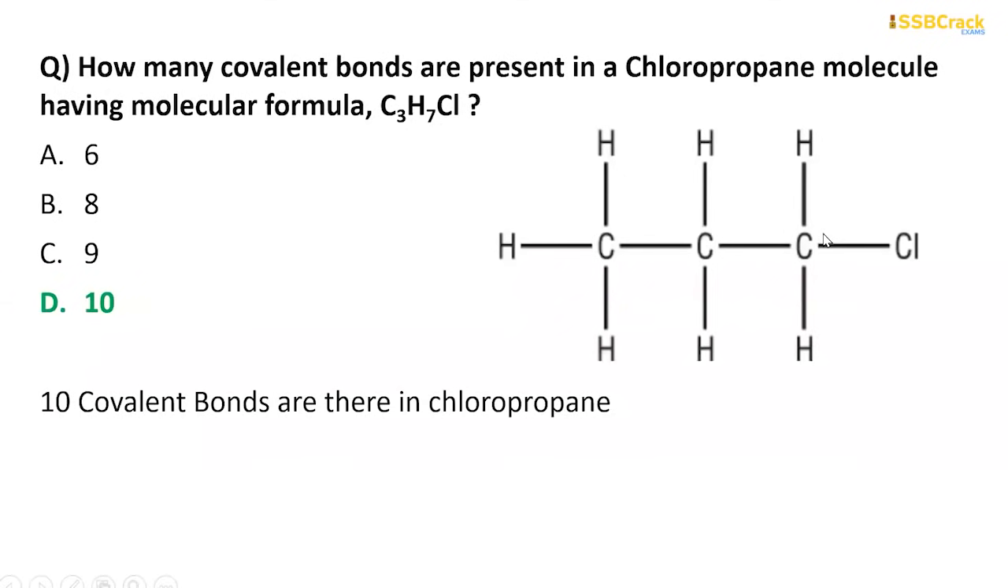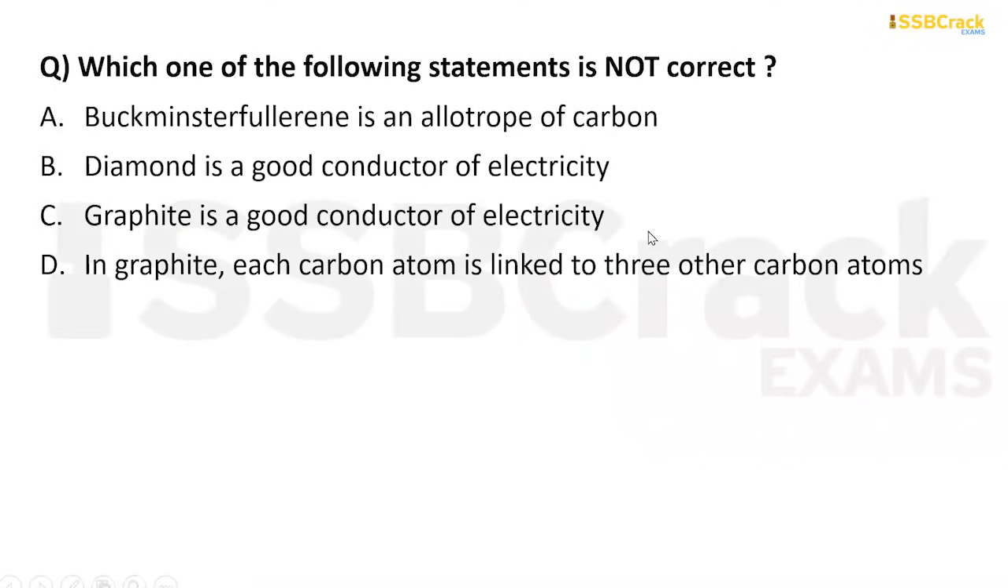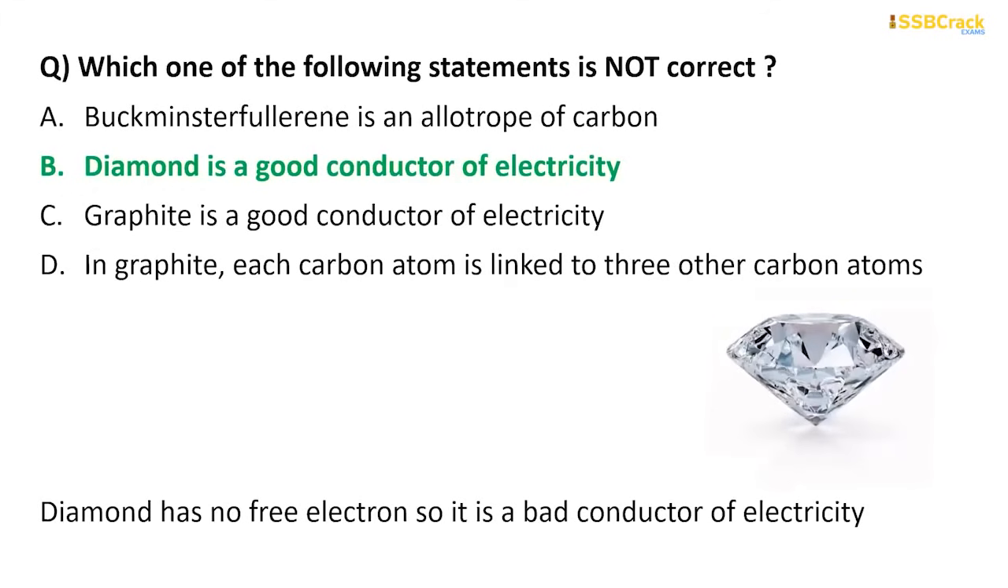Moving on to the next question, we have: which one of the following statements is not correct? So we have to identify the incorrect statement out of all the statements given here. Buckminster fullerene is an allotrope of carbon. That's correct. Next, diamond is a good conductor of electricity. This point is wrong because if you look at the structure, diamond has no free electrons to conduct electricity. Rather, it's a bad conductor of electricity.